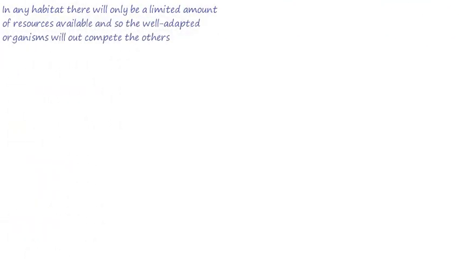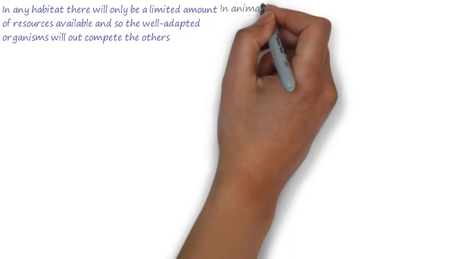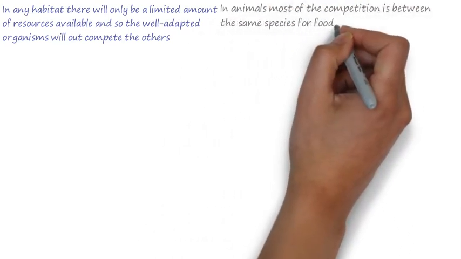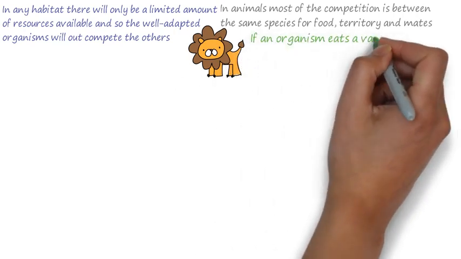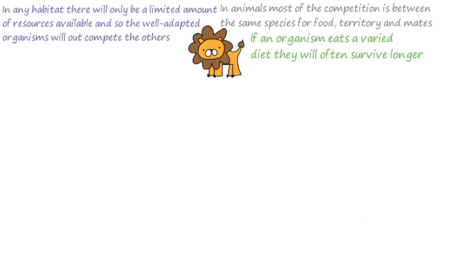A community of organisms is constantly in competition. In any habitat, there will only be a limited amount of resources available. As you would expect, the most suited and well-adapted organisms will outcompete the other, less well-adapted organisms. In animals, most of the competition is between the same species for food, territory, and mates.